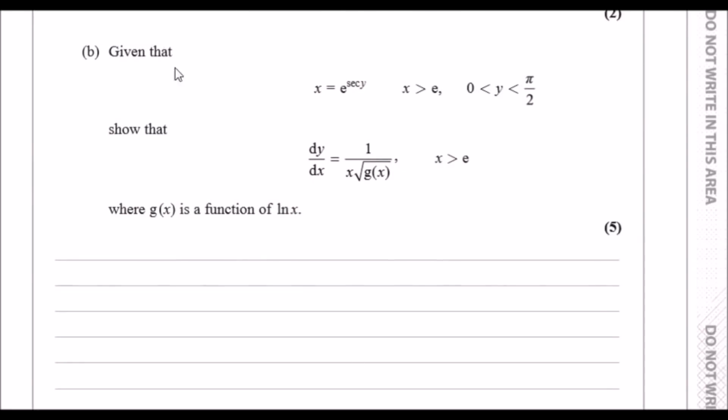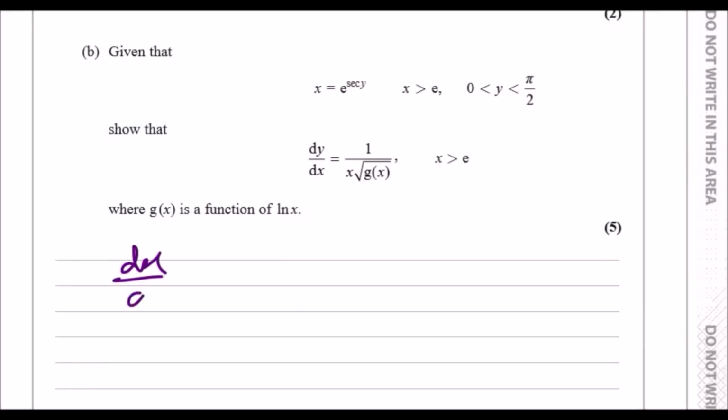Okay, so given that x equals e to the sec y, so x is the subject, show that dy over dx, notice it's not dx over dy, equals the right hand side, where this g(x) here is a function of ln x. So this one looks like we should go ahead and just differentiate, right? Now be careful, when you differentiate this, be careful not to write dy over dx, because x is the main variable. So this should be dx, oops, where's my pen?